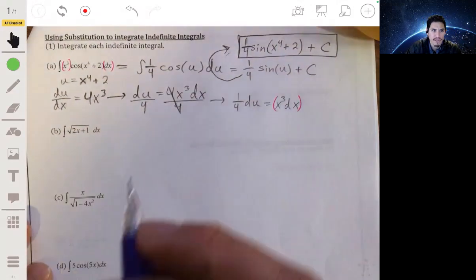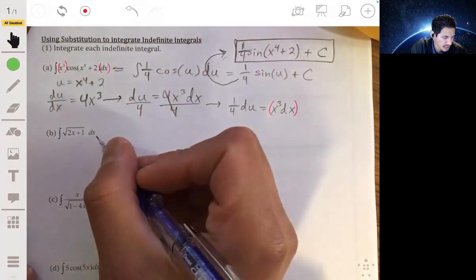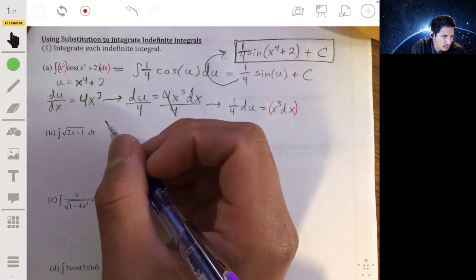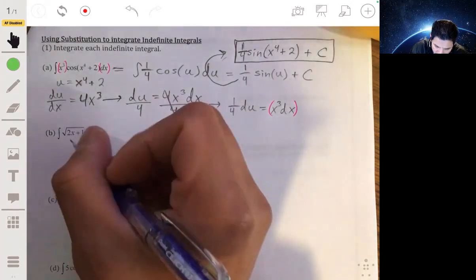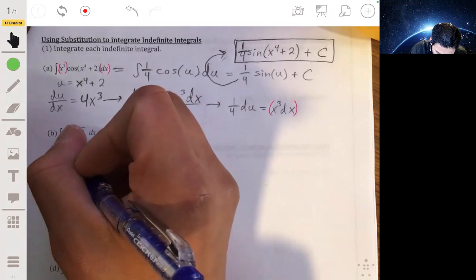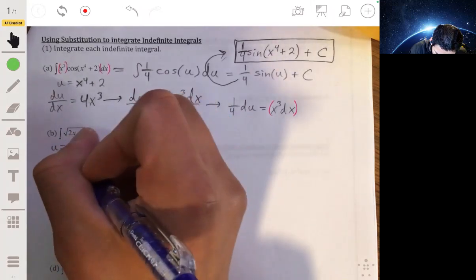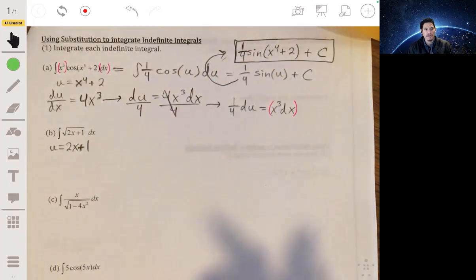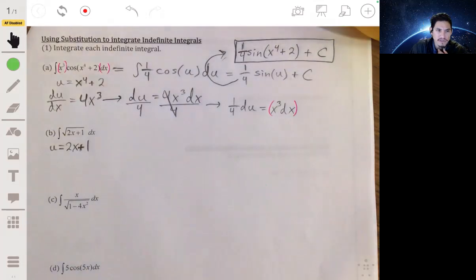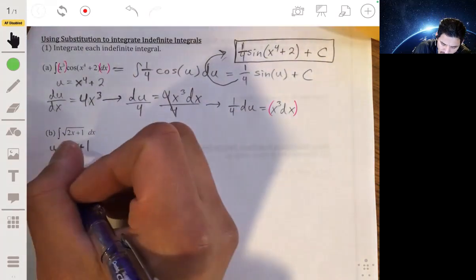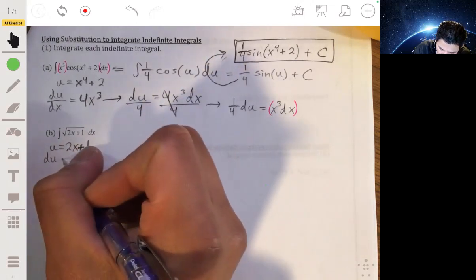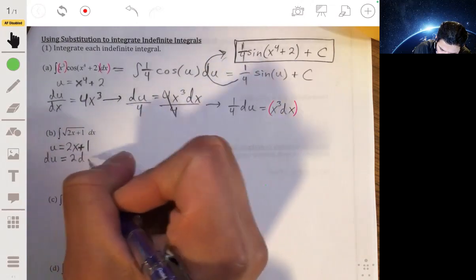All right, let's go through the next one. Here we have the square root of 2x plus 1 dx. And so again, let's think about what we can make the u. Let's make the u equal to 2x plus 1. And again, when you're not sure, and since you guys are probably pretty new to this, just experiment. Just try to see what would happen. So if you make u equal to 2x plus 1, du would be 2 dx.